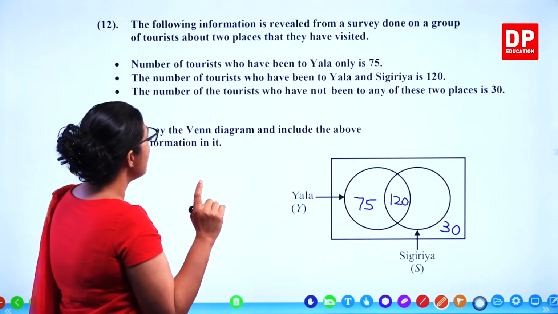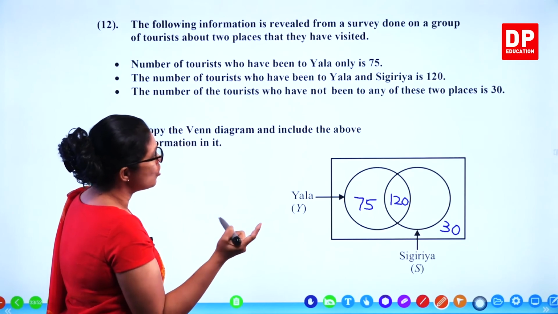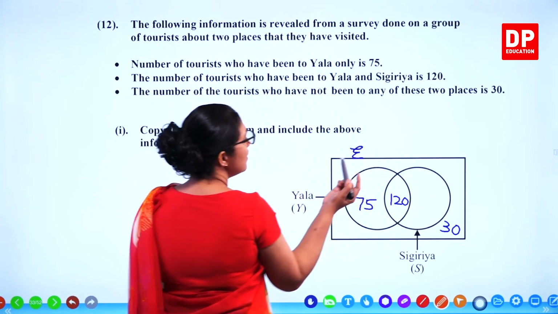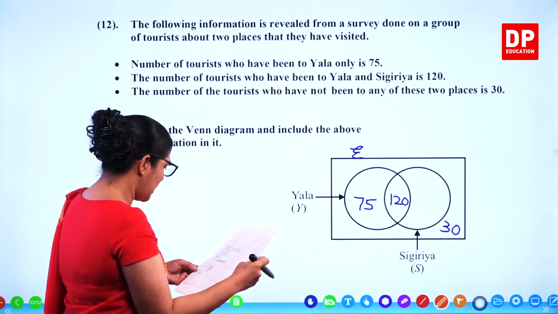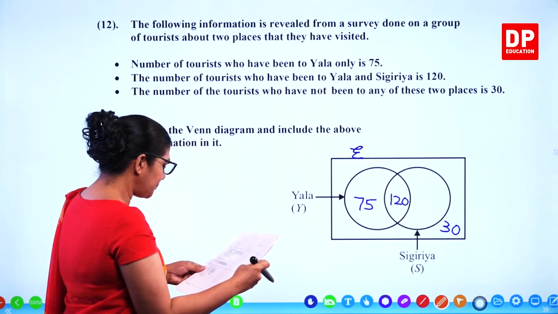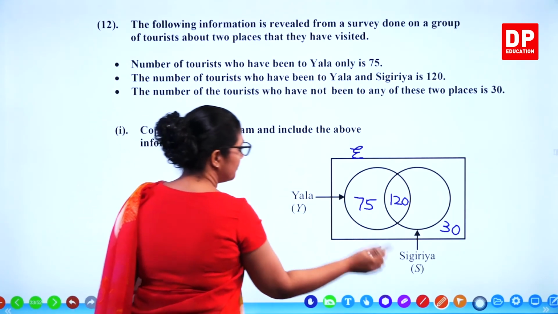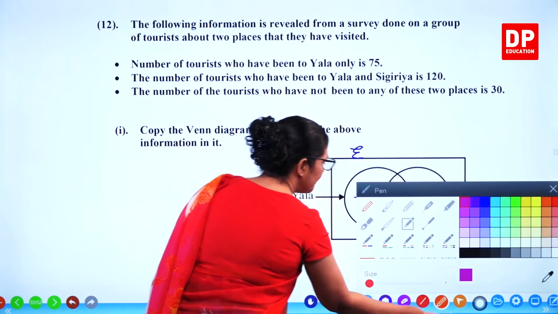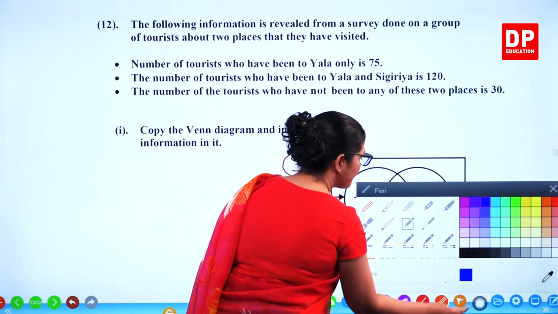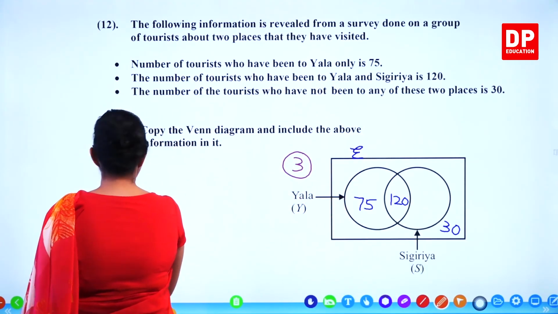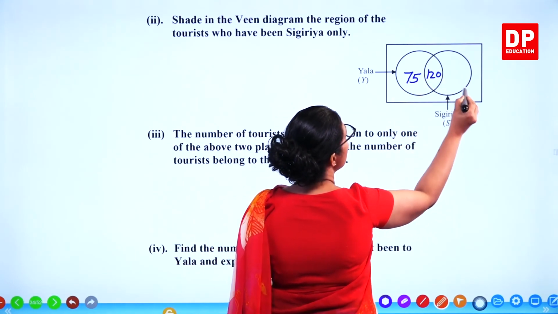Copy the Venn diagram and include the above information in it. So that's the information. We don't know the total number and that's all we can mark. So how many marks for that part? You are getting 3 marks for that. Let's take the next slide. So this is 75, 120 and this is 30.